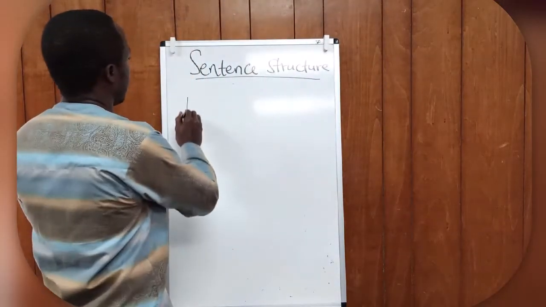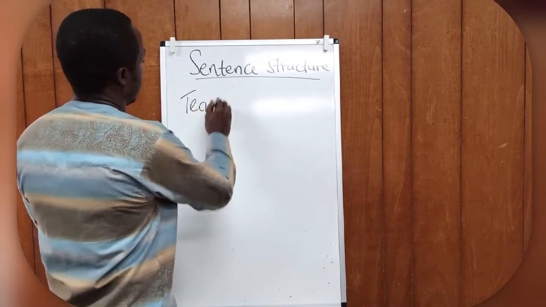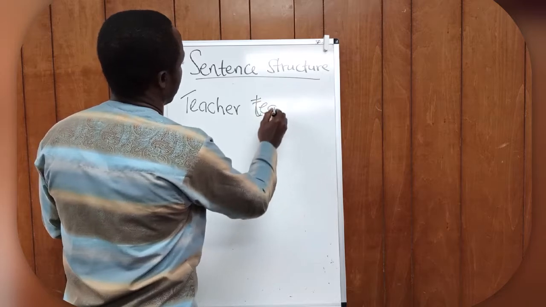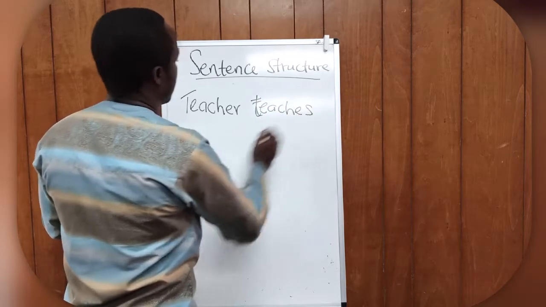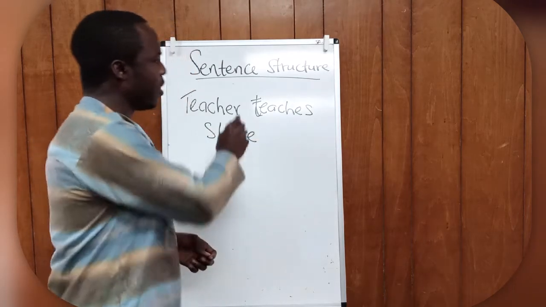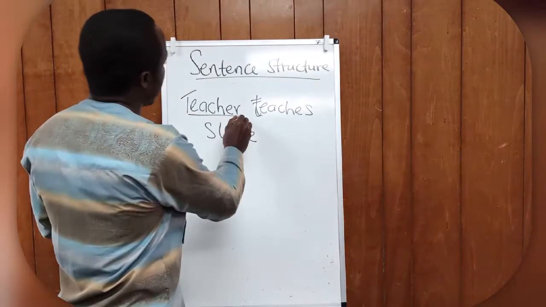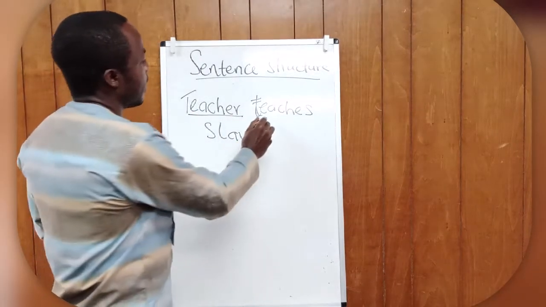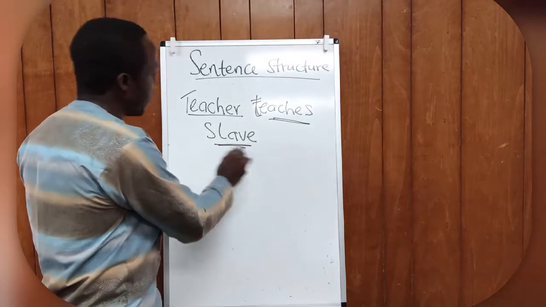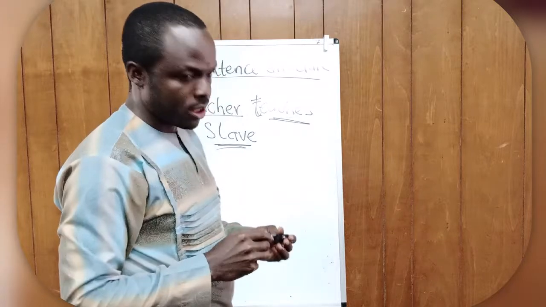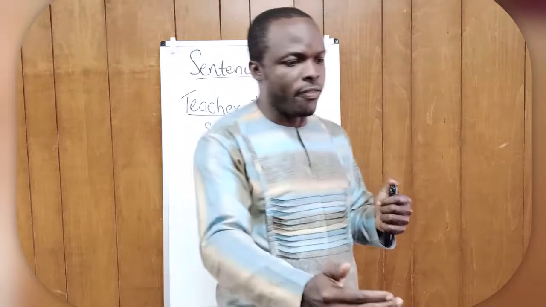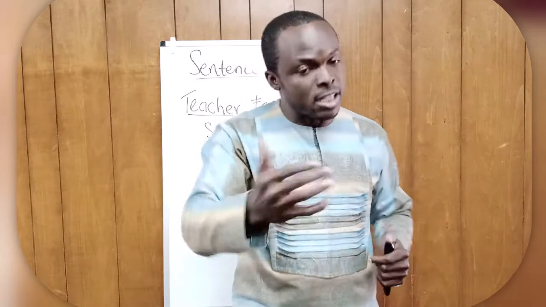Look at this sentence. Teacher teaches slave. If you look at this sentence, the teacher is the subject of the sentence. Teaches is the verb, whereas the slave is the direct object. Now, when you look at this sentence, you will agree with me that the teacher is the subject of the verb and the slave is its object.